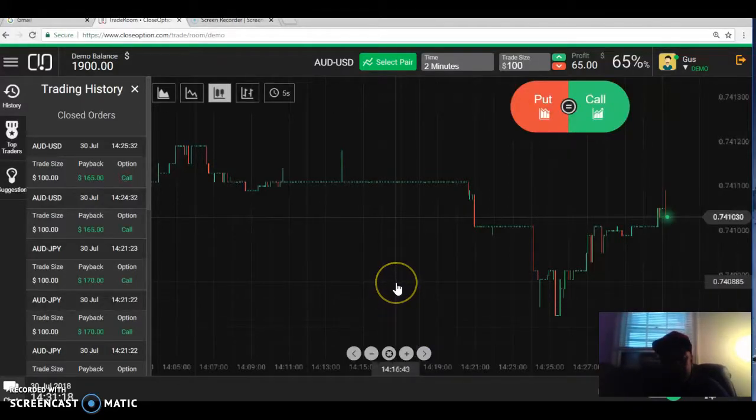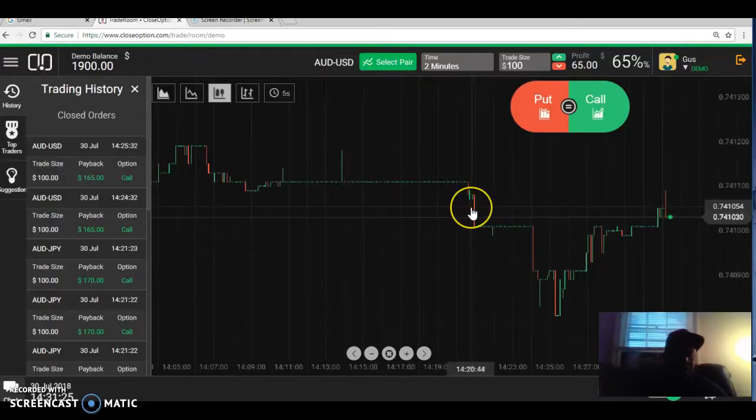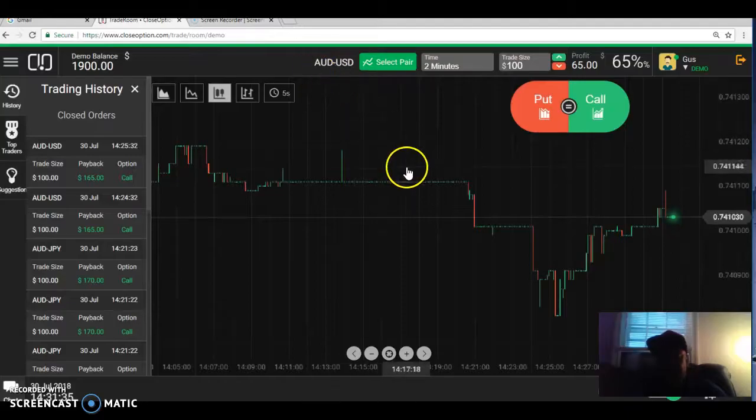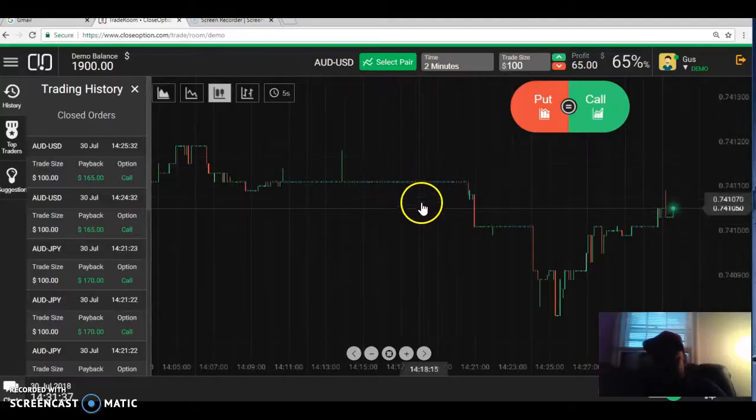I'm going over this new strategy that I've been working on for the past few weeks. I call it the price action trend reversal. I'm here on a platform called Close Option, which is a digital options trading platform, and I'm trading different currencies. So let's get right into it.